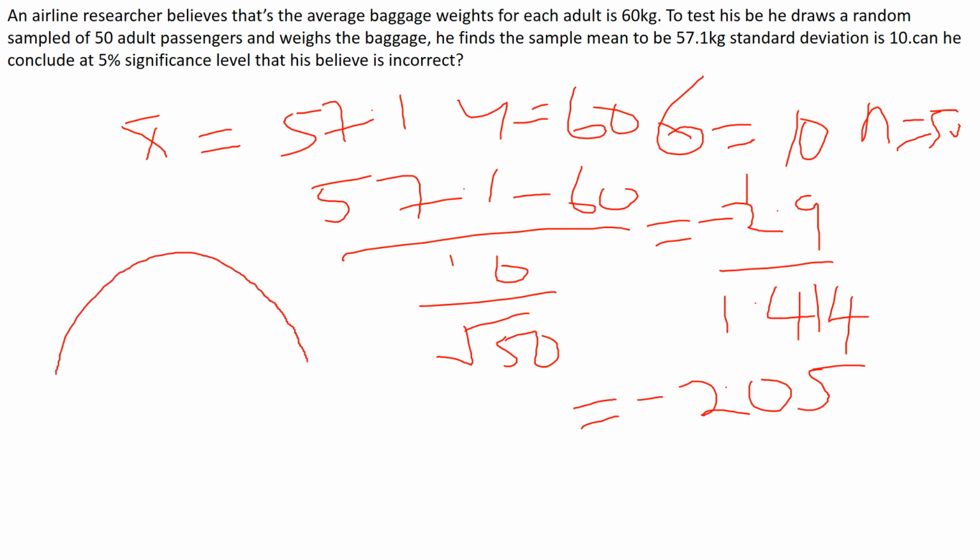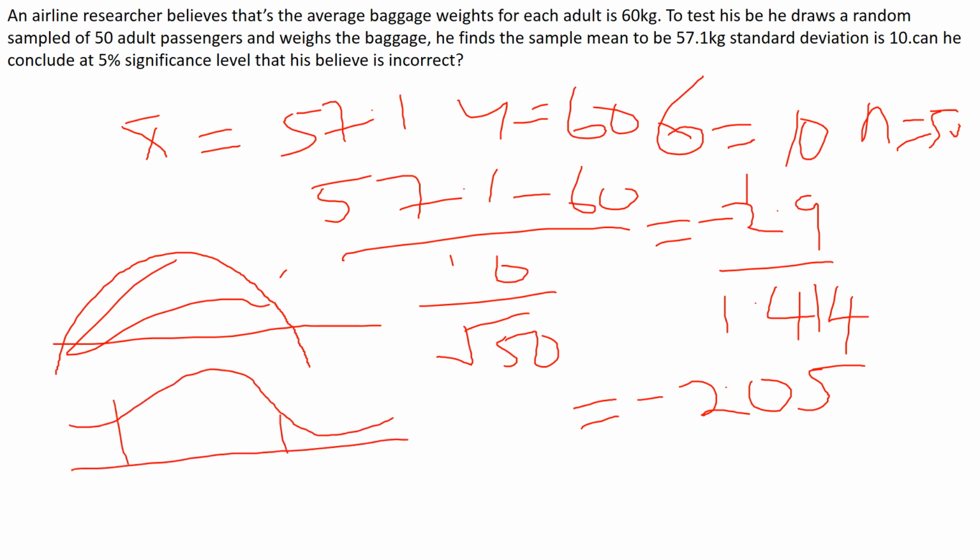So now our conclusion. Remember we had our curve like this in our distribution, and here we had negative 1.96, and here we had positive 1.96 in our rejection region. So if you come and plot this to our distribution curve, you will realize negative 2.05 is far on this side, so that is where we have negative 2.